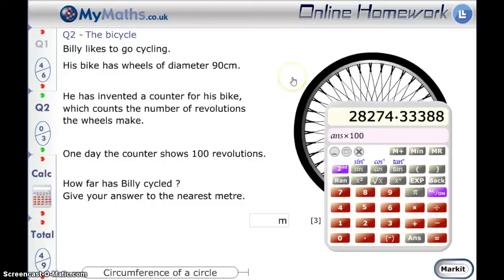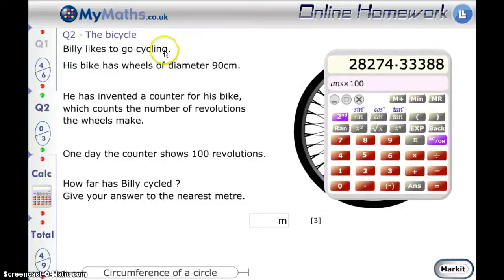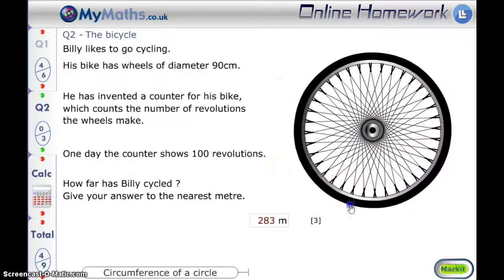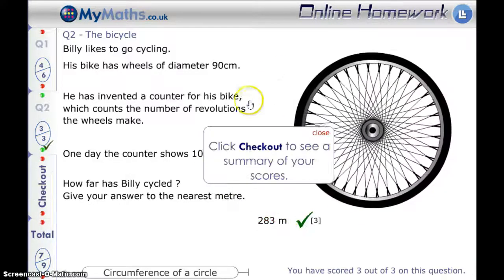Give me that answer. Now that answer is in centimeters because the diameter was in centimeters. To turn it into meters, I need to divide by 100 because there are 100 centimeters in a meter. So my answer is 282.7. It says the nearest meter, so it's not 282, 283. Let's check I've got that correct. Okay, so that one's correct.